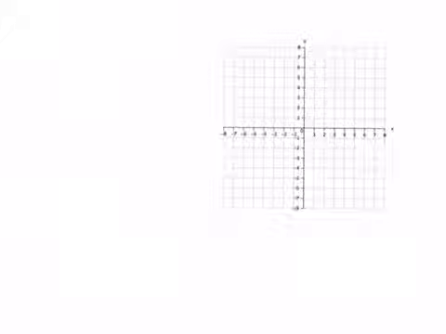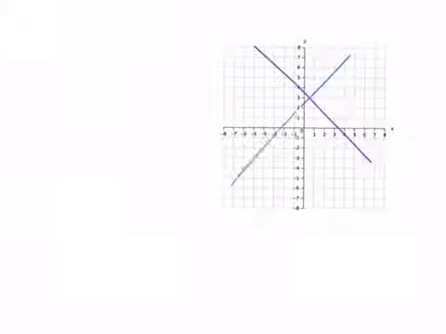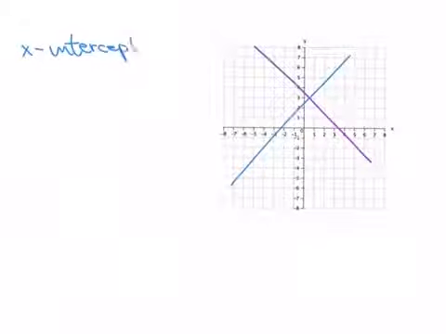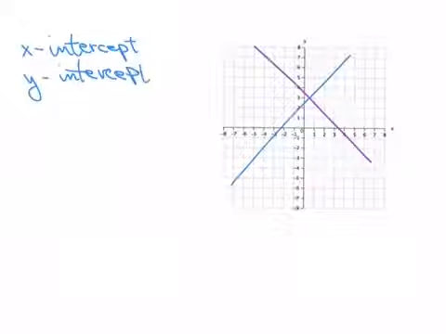An x-intercept is whenever we have a line that we draw here, it will cross the x-axis somewhere. Okay, so this is the x-axis. Notice this one crosses here, this one crosses there. Where it crosses the x-axis is called the x-intercept. Now I bet you can figure out what a y-intercept is. It is, obviously, where that line crosses the y-axis. The purple one crosses there, the blue one crosses there.